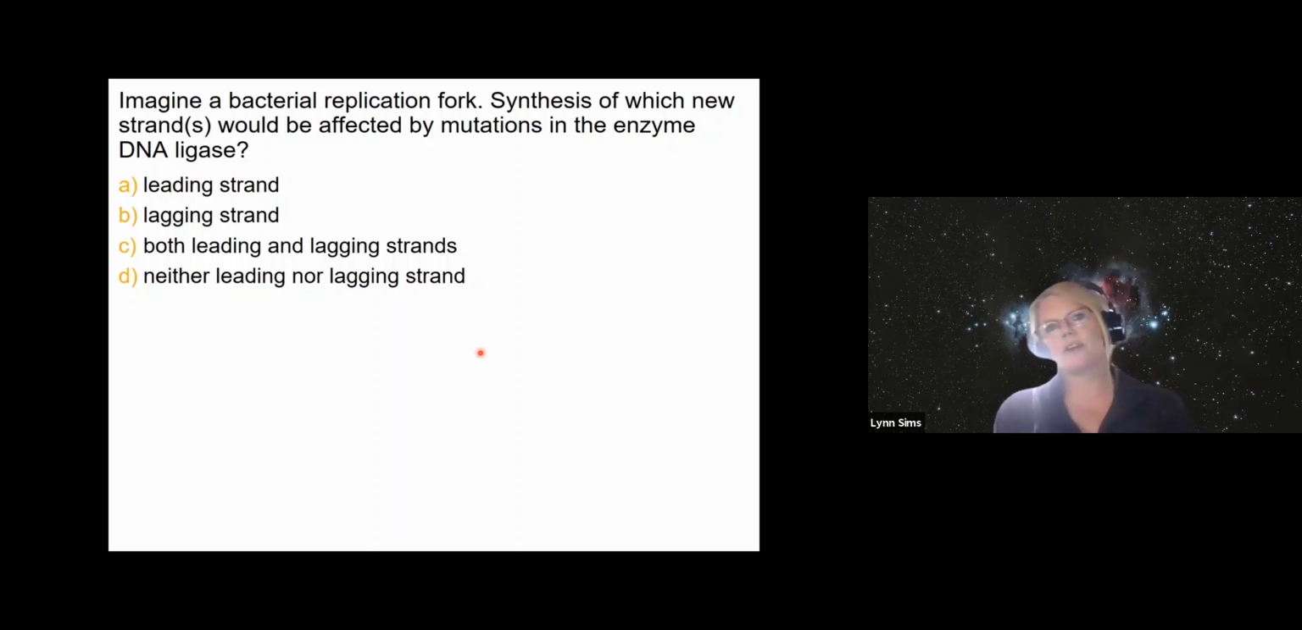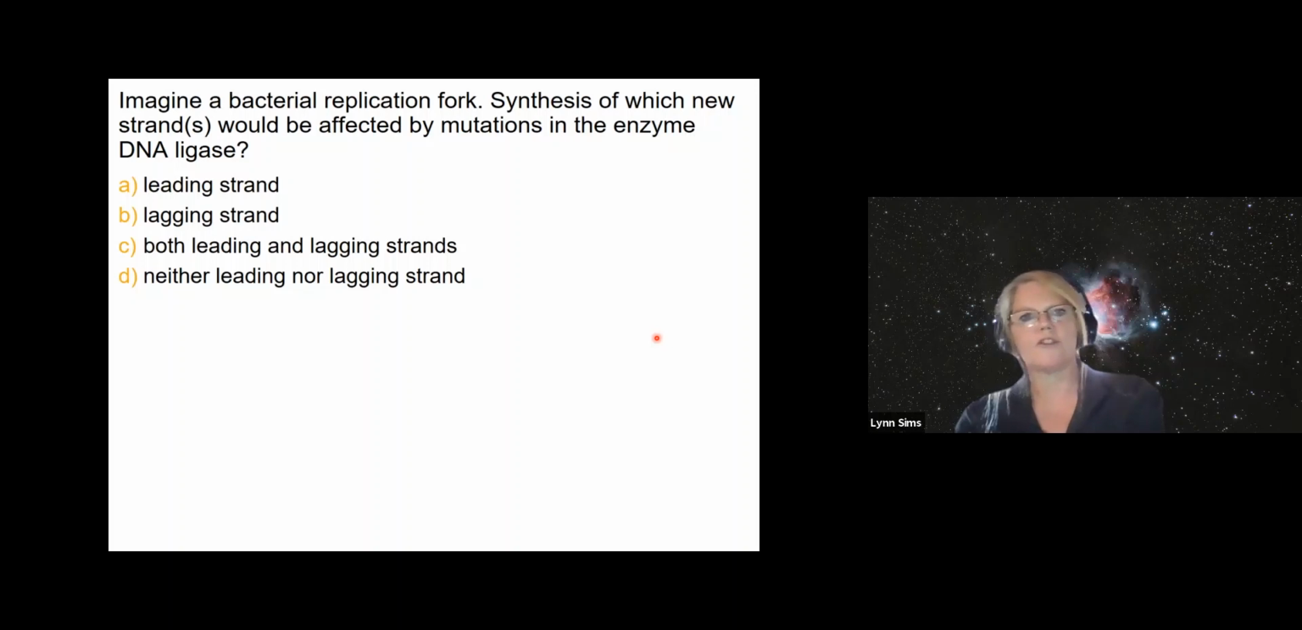But let's think about what DNA ligase does. DNA ligase connects the nucleotides after the DNA polymerase 1 removes the RNA primers and replaces it with DNA. Okay, now this only occurs on the lagging strand. Okay, so B should be the correct answer here. And I'm going to go back and explain why.